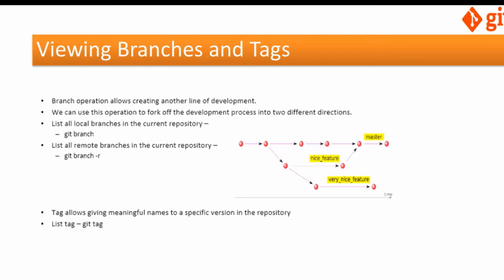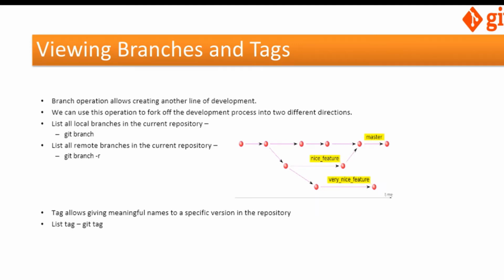So, viewing branches and tags. A branch allows us to create another line of development. Let's say the top line is the master branch. We can create any feature branch, release branch, epic branch, dev branch, or bug fixes branch. And again, we can merge it going forward into master. And we can tag it as well.